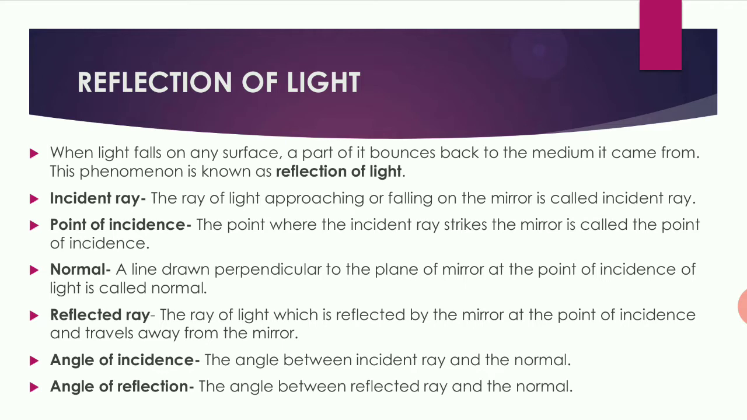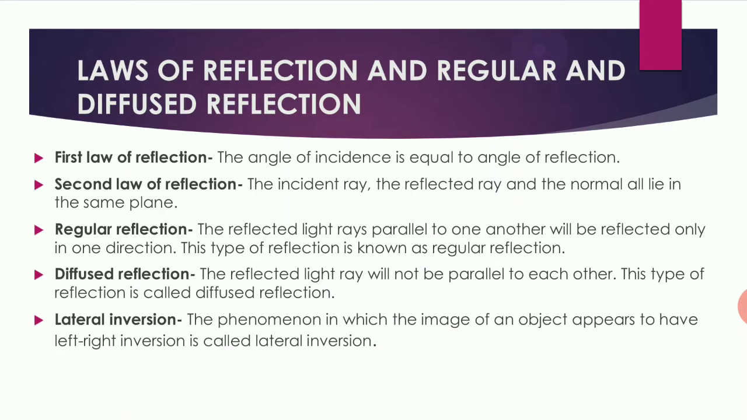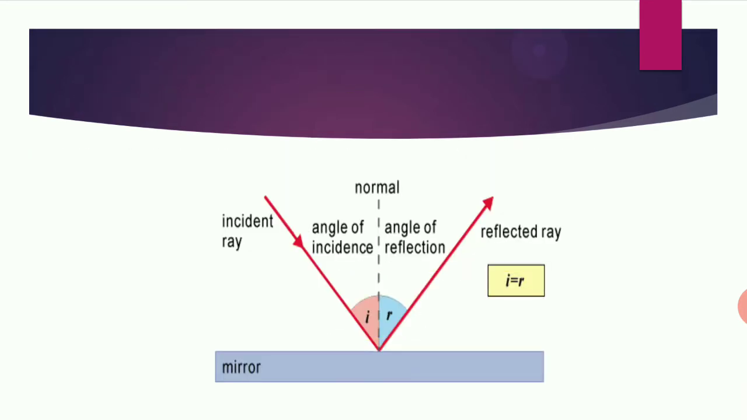Next, incident ray. The ray of light approaching or falling on the mirror is called the incident ray. Point of incidence. The point where the incident ray strikes the mirror is called the point of incidence. This is the diagram. This is the mirror. This is the incident ray, the ray of light approaching or falling on the mirror. The point where the incident ray meets the mirror is called the point of incidence.